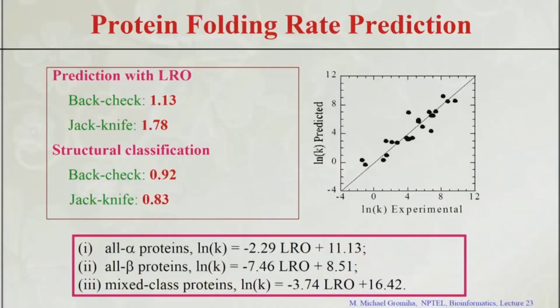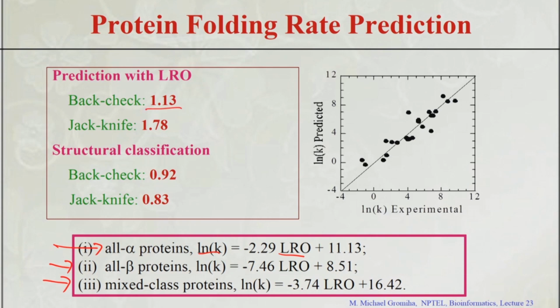So, now we can predict the folding rate. How to predict the folding rate? Because we have the relationship between LRO and the ln kf. So, we have the equation y equal to mx plus c, the straight line equation, for all alpha, all beta and mixed class proteins. For any all alpha protein, we calculate LRO and substitute the value in this equation, and you can get the ln kf. So, we did this with the LRO, and you get a deviation of just 1.13 per second.